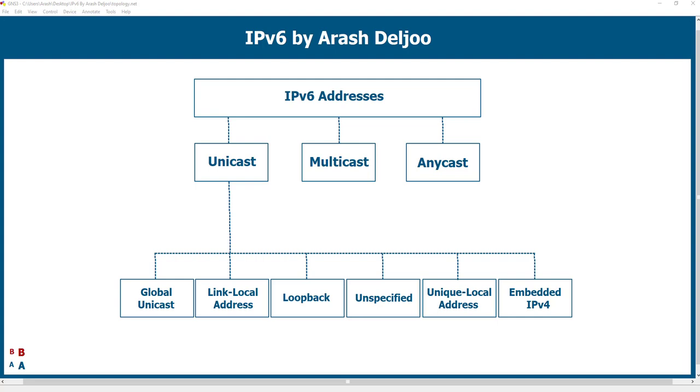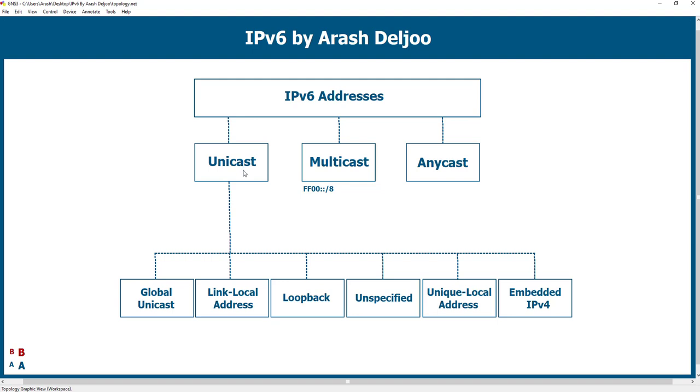IPv6 addresses. In this video, I'm going to talk about unicast IPv6 addresses. In the previous video, I talked about the multicast IPv6 addresses, and I mentioned that all of the multicast IPv6 addresses start with FF, and the general syntax for the multicast IPv6 address is FF00::/8. This is the general syntax of the multicast IPv6 address. For now, I want to talk about unicast.